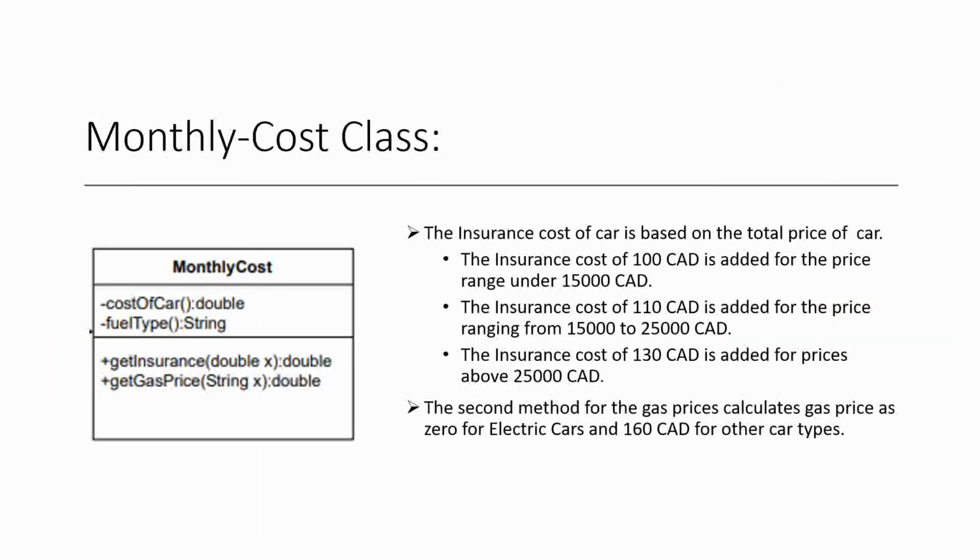Here is a one by one representation of all the classes used in making up our application. So beginning with the monthly cost here, it's using two instance variables, car cost taking a double and the type of fuel taking a string. The methods are insurance cost, that's calculating the cost according to the total cost as modifications are made by the customers. The insurance cost is divided here into three categories. First one being the cost under the range of 15,000. The second is between 15,000 and 25,000, and the last one being above 25,000 cap.